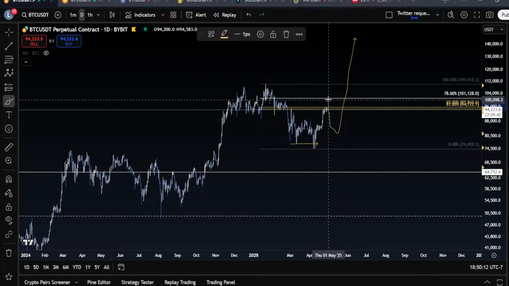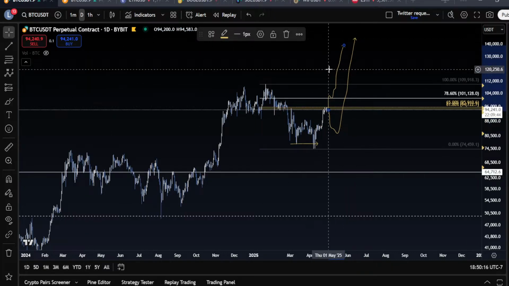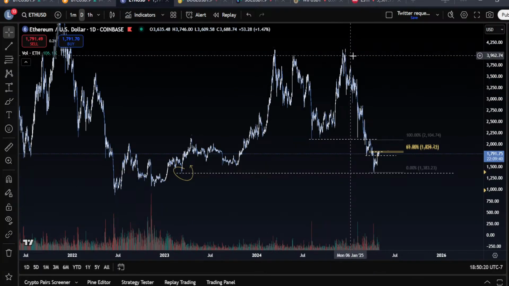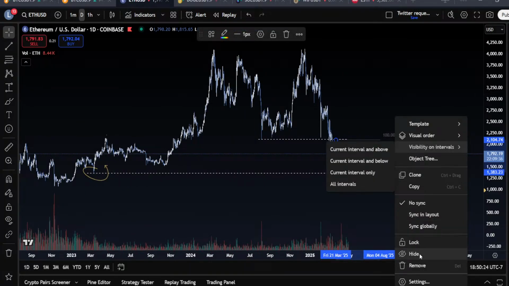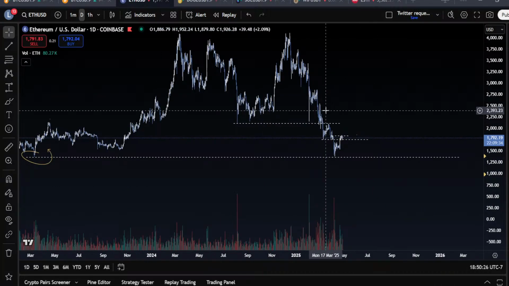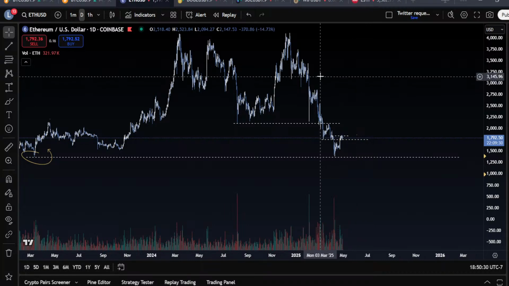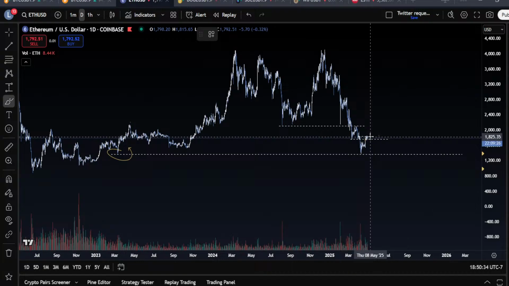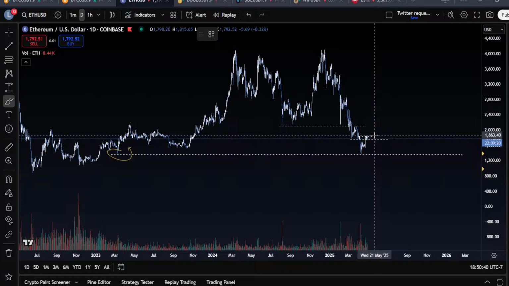I think there's a lot of people that just think we're going to continue straight up from here, and that's a possibility. But that doesn't look as reasonable to me on most alts. Although there's not a one-to-one correlation between Bitcoin and alts, if Bitcoin starts trending through all-time highs, more likely than not that's what a lot of alts do.